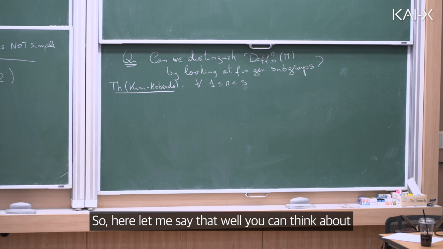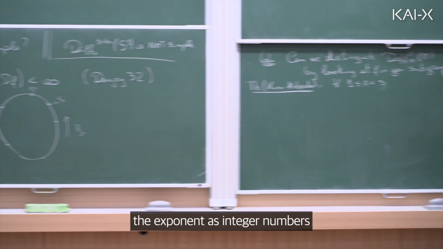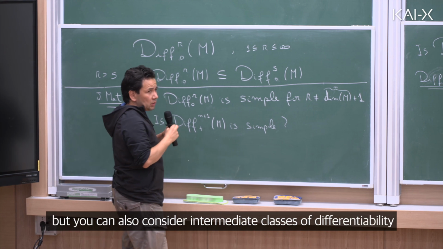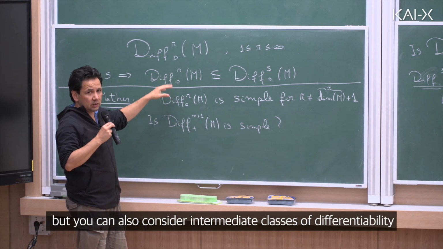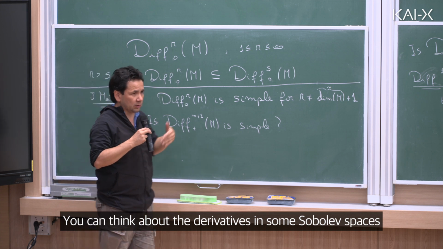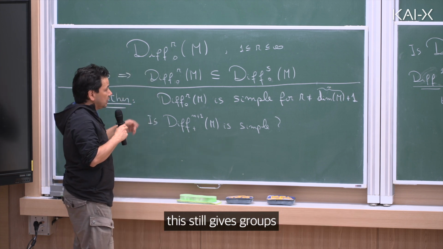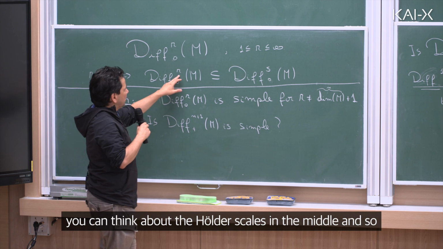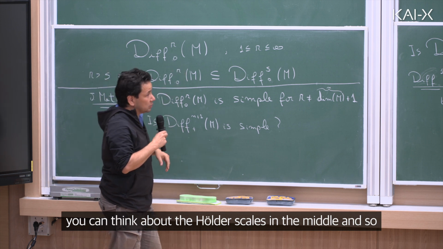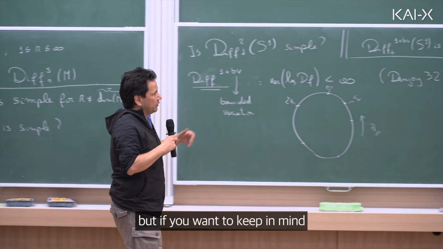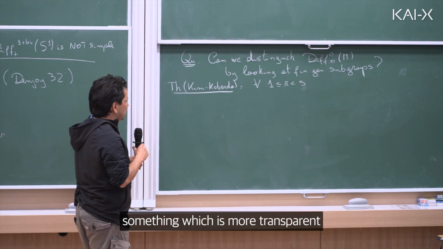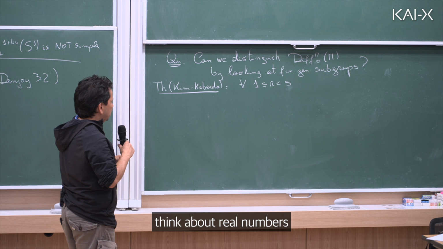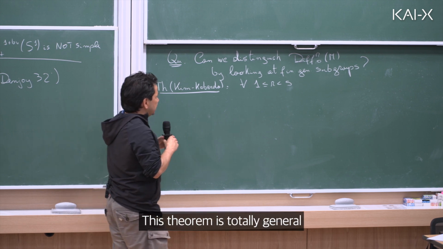Here, let me say that you can think about the exponent as integer numbers, but actually you can also consider intermediate classes of differentiability. You can think about the derivatives in some Sobolev spaces. This still gives groups. You can think about Hölder scales in the middle and so on. But if you want to keep in mind something more transparent, you can think about integer numbers. But this theorem is totally general.